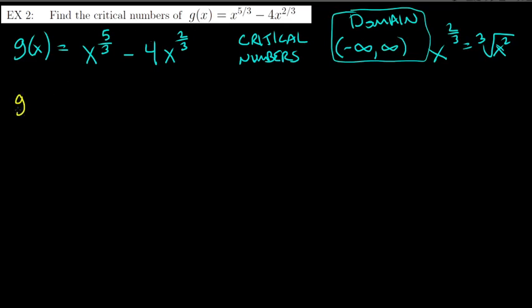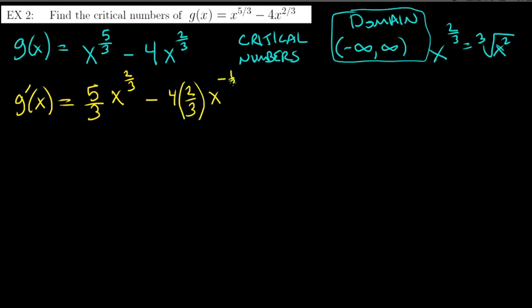Now, how do we find the critical numbers? The same way. We need the derivative. So take the derivative, and I hope you got 5 over 3 times x to the 2 over 3. 5 over 3 minus 1 is 2 over 3. And then minus 4 times 2/3 times x to the 2/3 minus 1, which is negative 1/3. So we still have 5x to the 2/3 over 3 minus 8 over 3 times x to the positive 1/3.